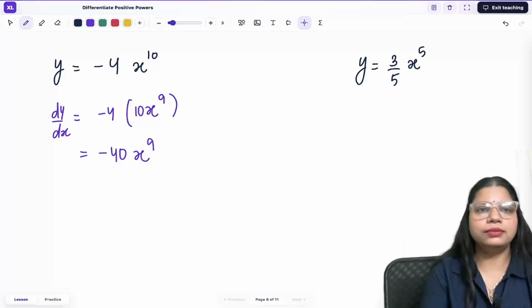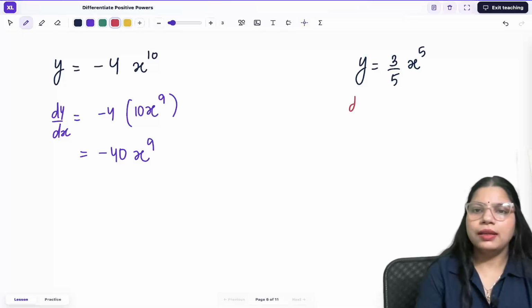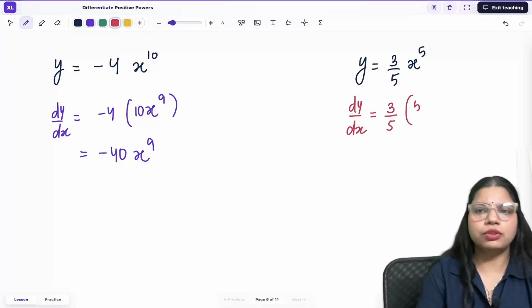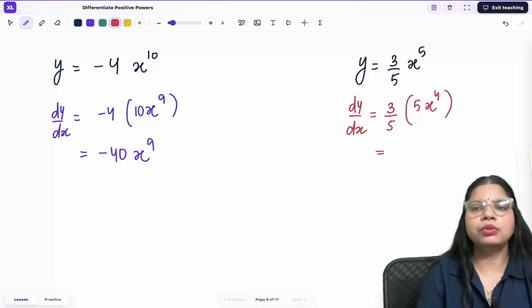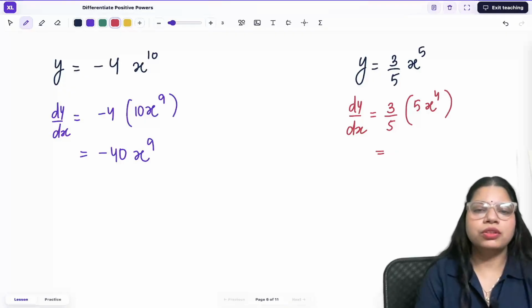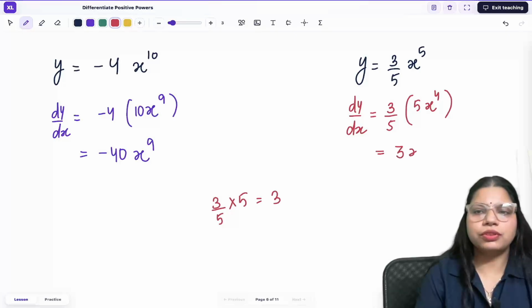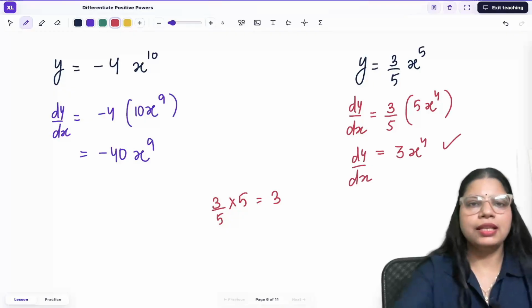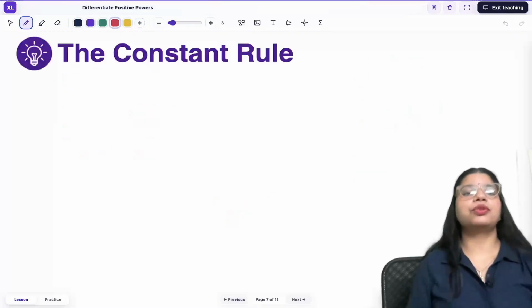For the other one, dy by dx is 3/5. We will keep it like that, and that turns out to be 5x to 4. If you simplify it more, 3/5 of 5, that's 3 only, no? So we get 3x to 4. And that's what our final answer is. Good. Now let's move to the constant rule.